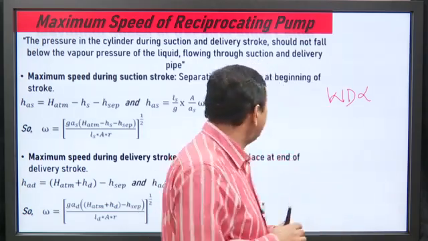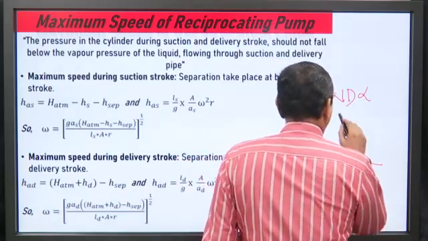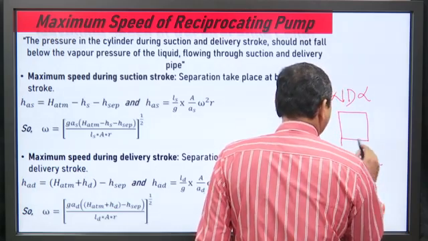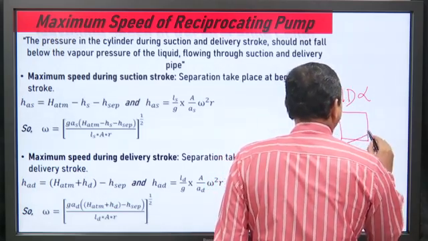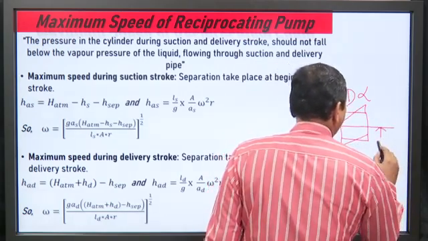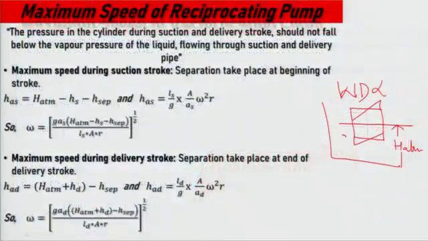So, if you remember the diagram, in the real diagram, this one is the ideal indicator diagram, and it goes positive. This one is the H atmospheric. This is the H s, this is the H d, and this component is H a d.